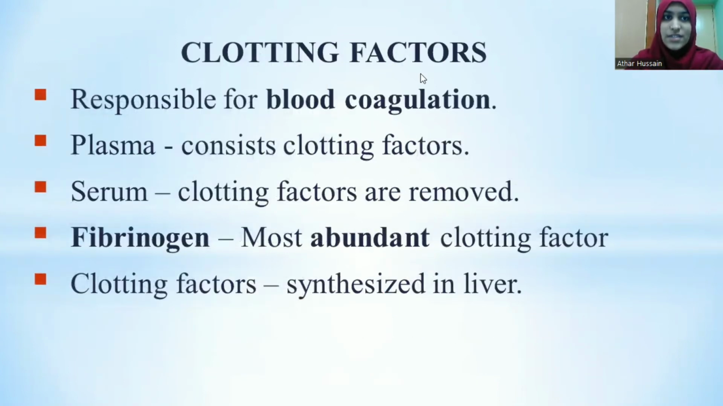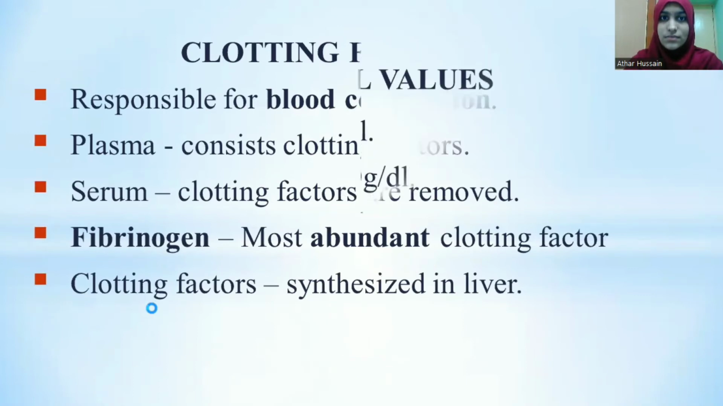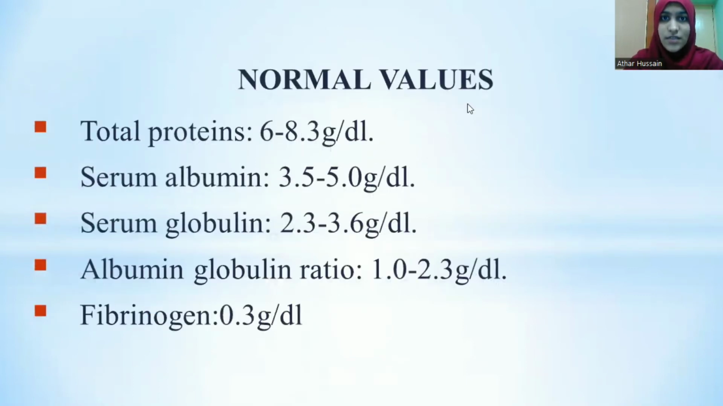Clotting factors. What are they responsible for? They are responsible for blood coagulation. Plasma consists of clotting factors, and in serum, clotting factors are removed. Fibrinogen. It is the most abundant clotting factor. Clotting factors are synthesized in our liver. See the normal values, that is total proteins, serum albumin, serum globulin, albumin globulin ratio, and fibrinogen. Just take a look over it.